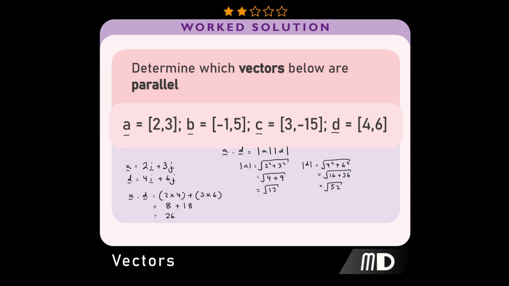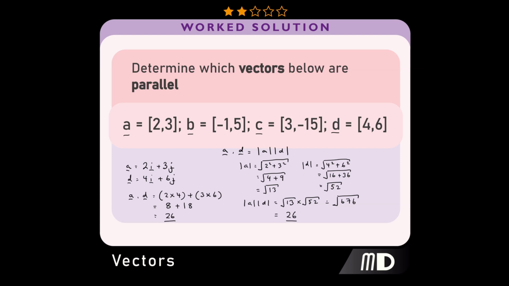The square root of 13 multiplied by the square root of 52 is equal to the square root of 676. And the square root of 676 is 26. Both values are 26, so vector A dot vector D is equal to the magnitude of A multiplied by the magnitude of D, and therefore A and D are parallel.